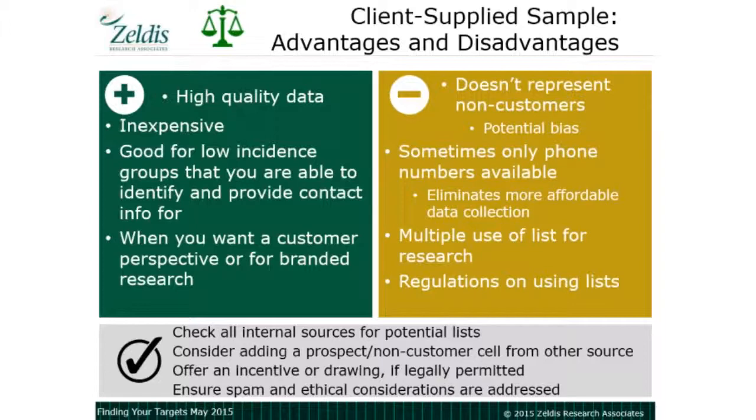If you are using a customer list and doing a broader research topic, think about adding a prospect or non-customer cell that you would source from some other resource. If you can, offer an incentive or a drawing, which helps with response rate. And then you obviously have to ensure that any spam and ethical considerations are addressed when you're using your lists.